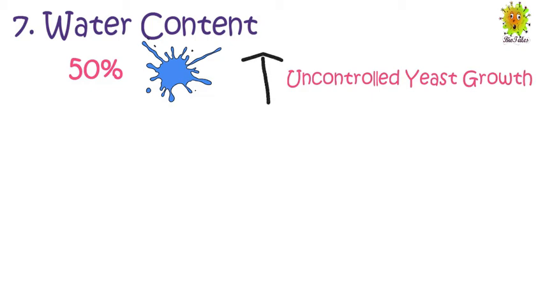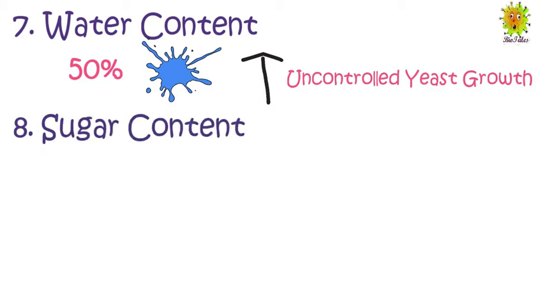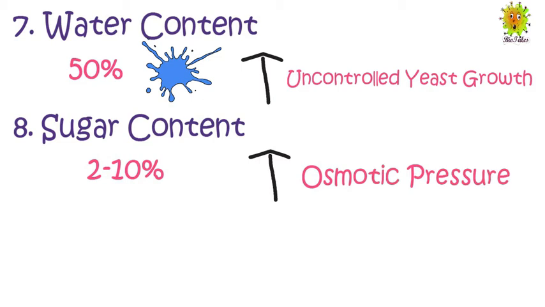Another important factor is sugar content. Around 2 to 10% sugar is optimal for the yeast. The higher quantity of sugar can adversely affect the yeast growth by creating osmotic pressure. However, some residual sugar is essential to create a specific color in the bread.